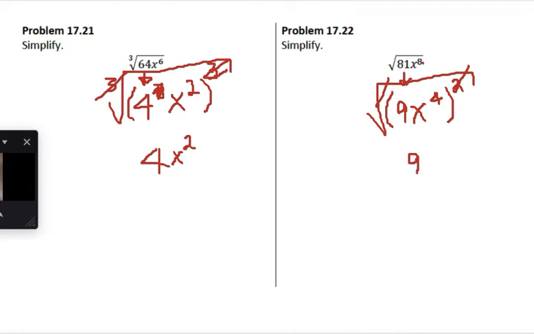But remember, since this is a square root, the result cannot be a negative number. Therefore, we have to put absolute value around our result. And since 9 is just a positive number, we can take it out. So the result will be 9 times the absolute value of x to the power 4.